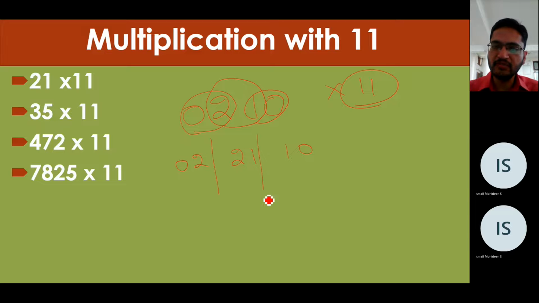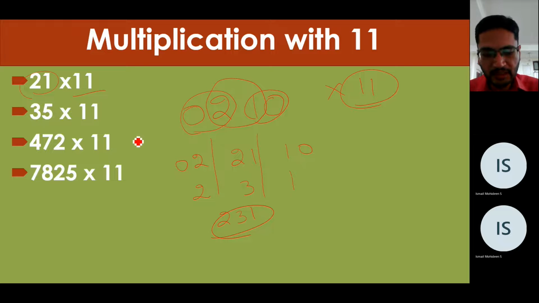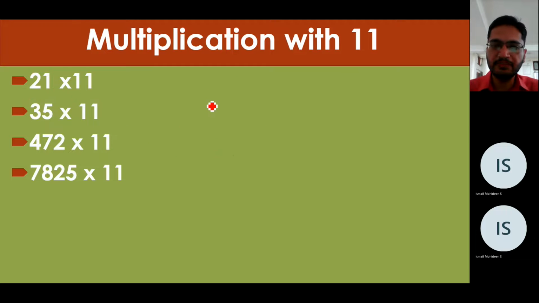Now, one by one, we will add the numbers in these pairs. For example, 1 plus 0 is 1, 2 plus 1 is 3, 0 plus 2 is 2. So the answer is 2, 3, 1. So when we multiply 21 with 11, we will get 231.